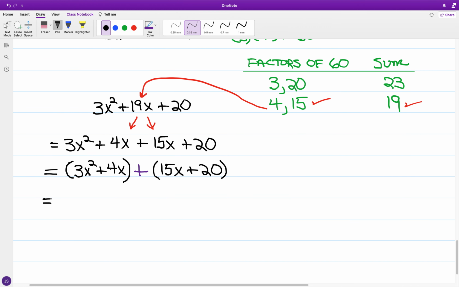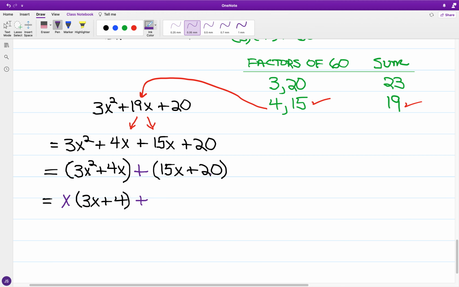Okay, what's going to come next is that from the groups, I'm going to draw out the greatest common factor. Now for 3x squared and 4x, the highest term that will go into both 3x squared and 4x is going to be x. And x will go into 3x squared 3x times. And x will go into 4x 4 times. And we can bring down the addition. Now for 15x plus 20.